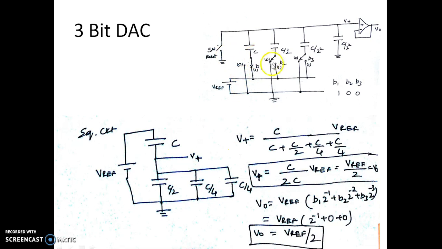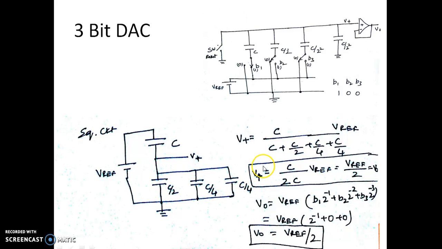Now you can see this is the combination what we have. If you can see it over here, this is V reference. To V reference we have only this capacitor C connected. You can see only this C is connected, and the other three capacitors, this is C by 2 and this is C by 4, another C by 4. The voltage at this point V plus is having only one capacitor which is connected to V reference. The other three capacitors are connected to ground.